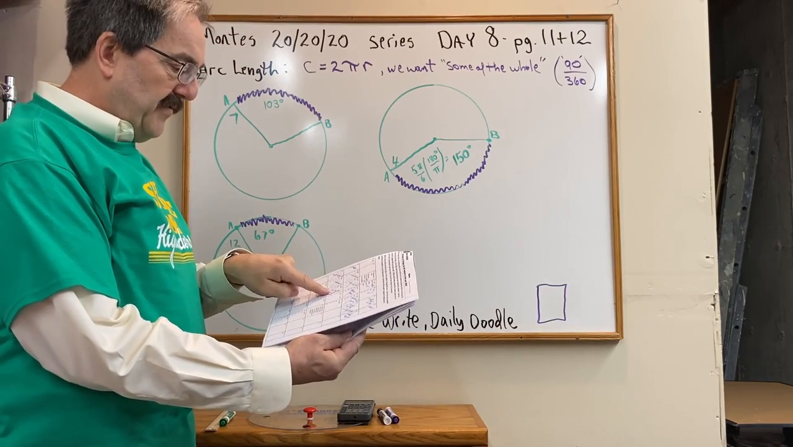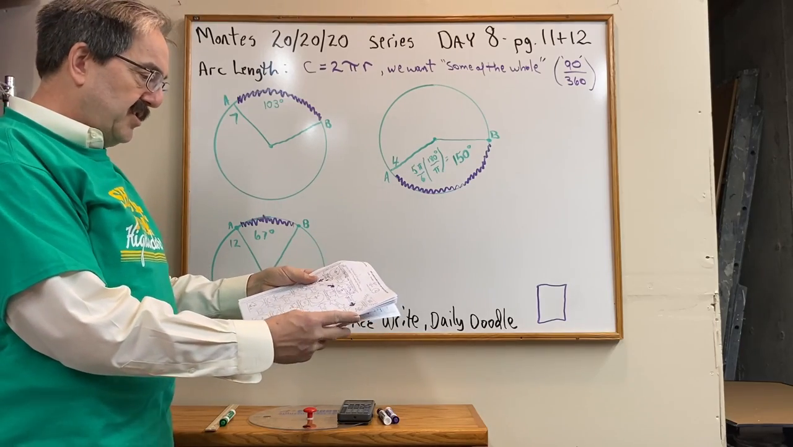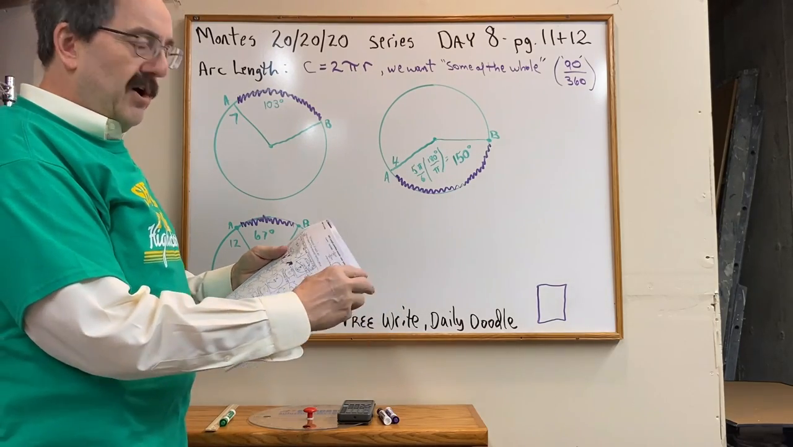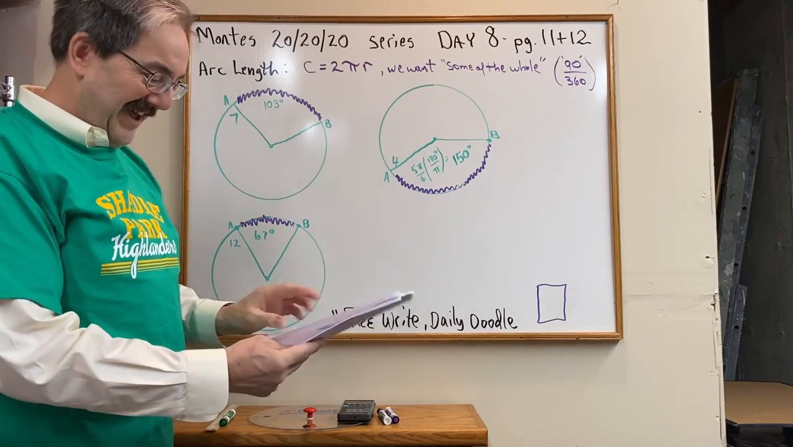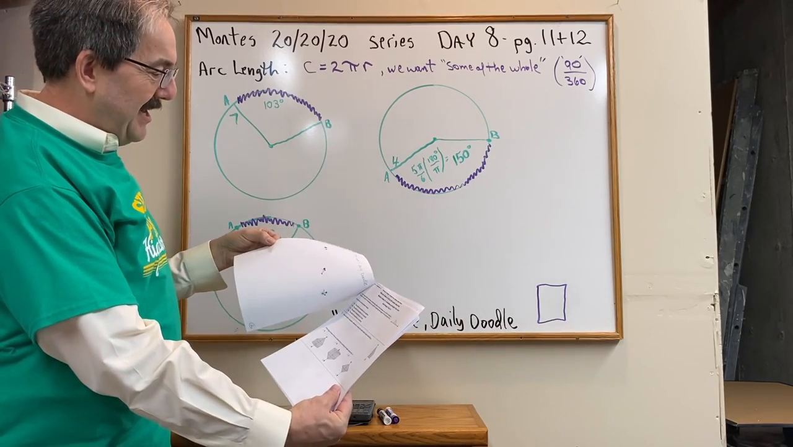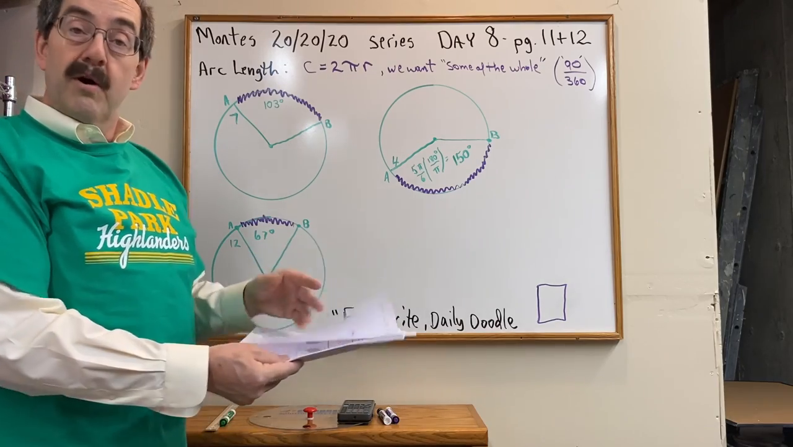Day 8, the 31st, arc length, okay? We're on page 11 and 12. And if you notice, arc length doesn't take as long as the circumference problems of yesterday. And then the backside is all about a free write for taking notes or our daily doodle.